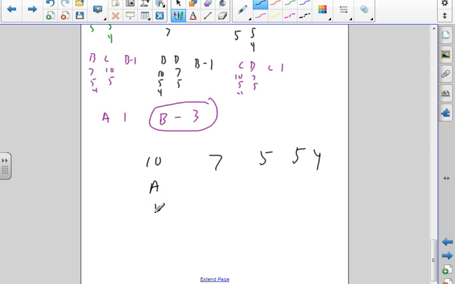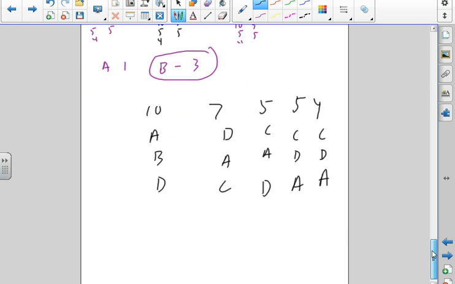A, B, D. D, A, C. C, A, D. C, D, A. C, D, A.